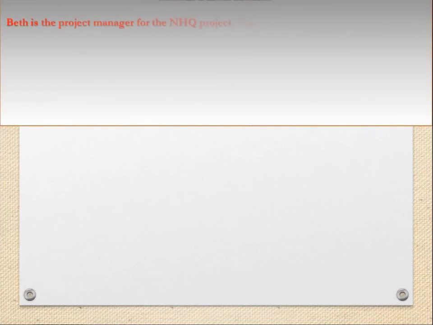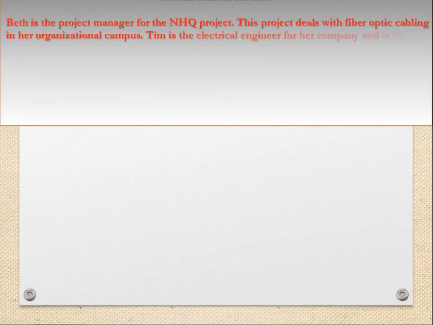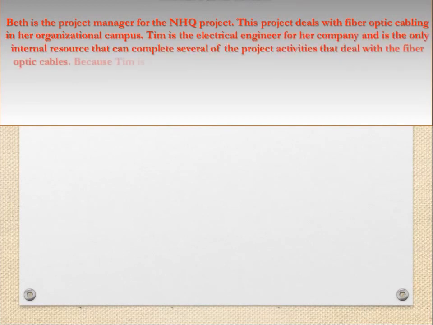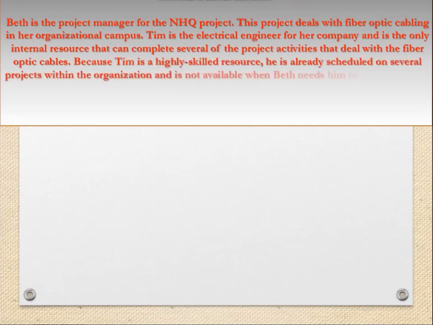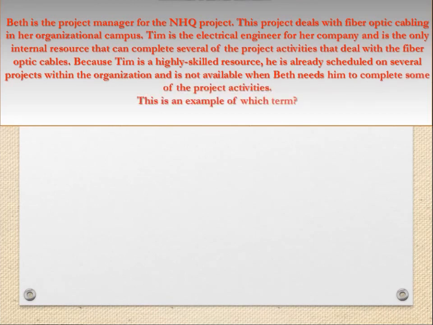Question: Beth is the project manager for the NHQ project. This project deals with fiber optic cabling in her organizational campus. Tim is the electrical engineer for her company and is the only internal resource that can complete several of the project activities that deal with the fiber optic cables. Because Tim is a highly skilled resource, he is already scheduled on several projects within the organization and is not available when Beth needs him to complete some of the project activities.